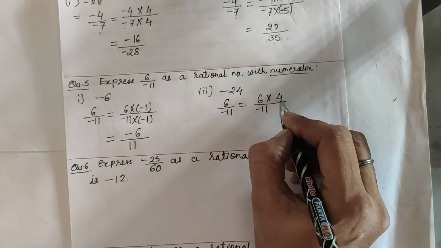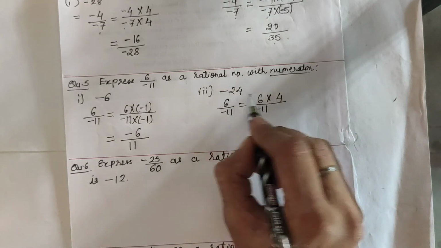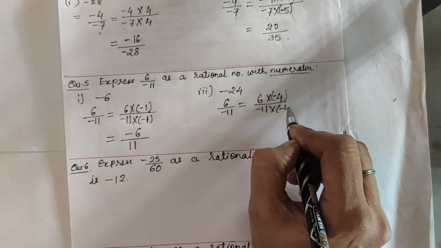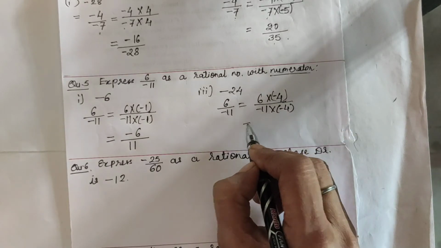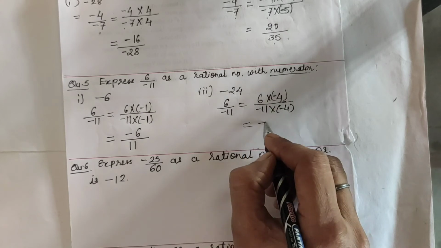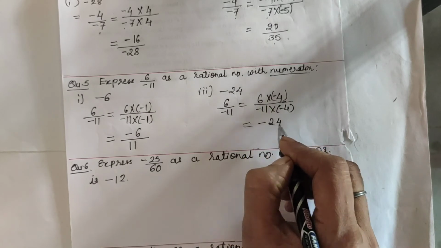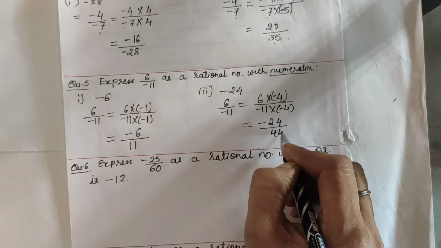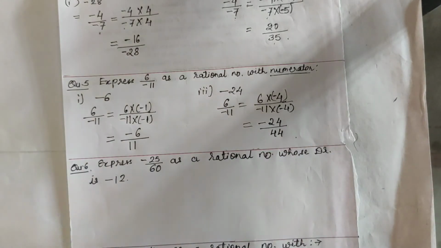So by what will 6 be multiplied so that you will get 24? That is, 6 4s are 24. Now you want it negative. So here it will be minus 4, and here also minus 4. Now just simplify. What is the answer now? Minus 24 by minus into minus plus, 11 4s are 44. Just simplify. Okay. Now let's see question number 6.